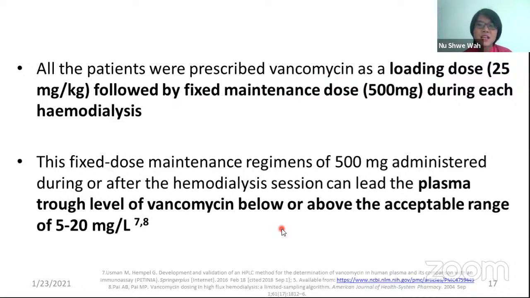The first one is the dosing regimen. In the study, the same dosing regimen, loading dose 25 milligram per kg, followed by a fixed maintenance dose of 500 milligram during each hemodialysis, was prescribed in all patients, and this fixed dose maintenance regimen of 500 milligram administered during or after the hemodialysis session can lead the plasma trough level of vancomycin below or above the acceptable range of 5 to 20 milligram per liter.